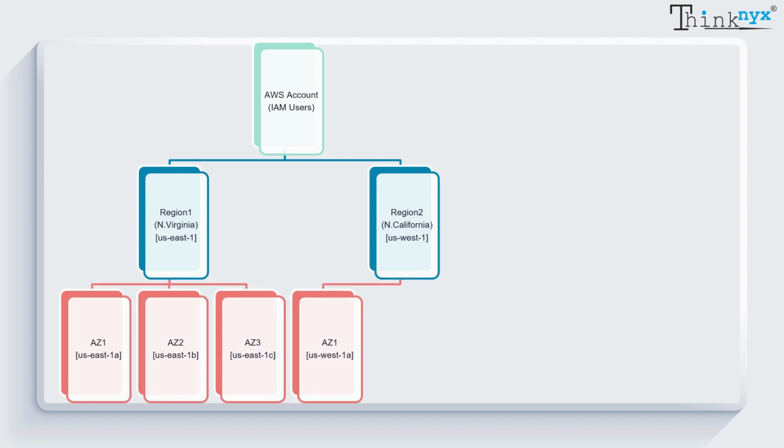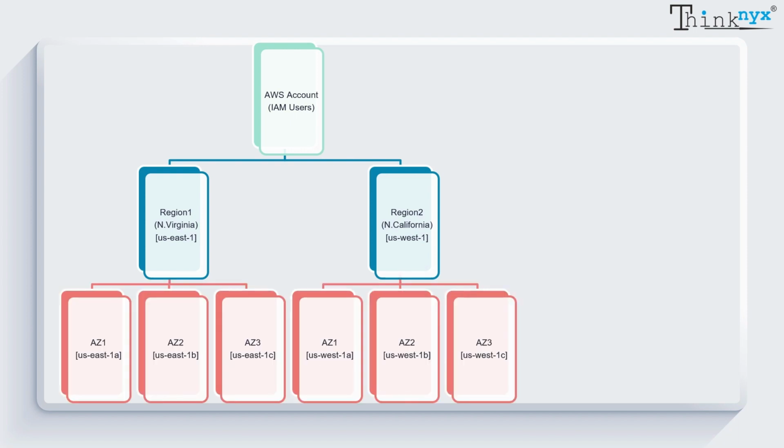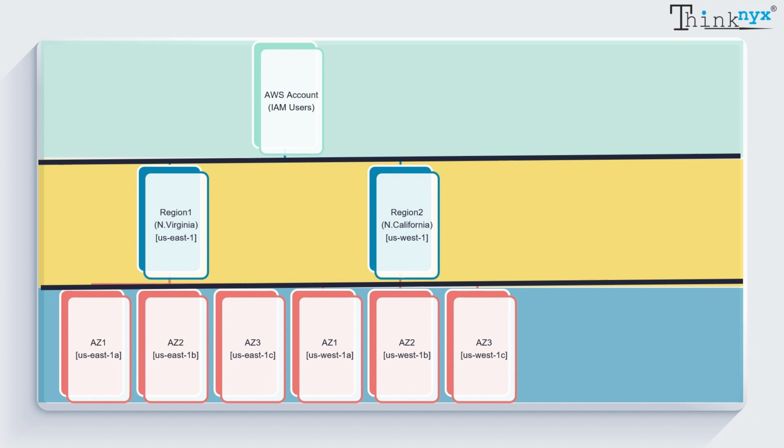Here we have 3 availability zones for each region. For example, for Northern Virginia, we have US East 1A, US East 1B and US East 1C. All AWS services are either global, regional or availability zone specific. They cannot be accessed outside. A service that is available across the AWS account is called a global service. Global services are the services which can store and process the data globally.